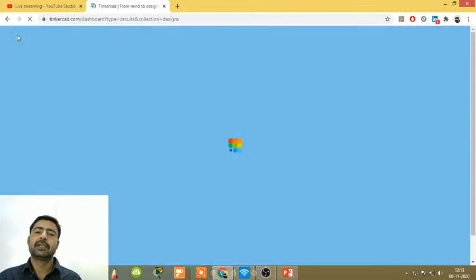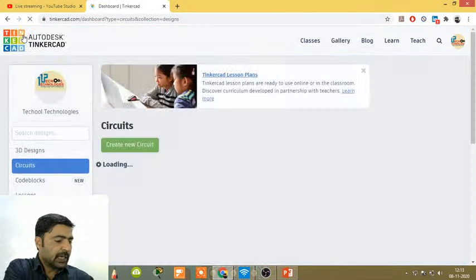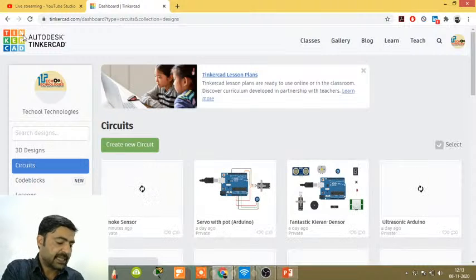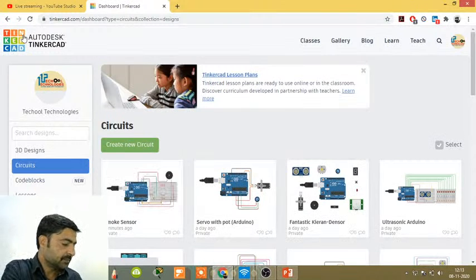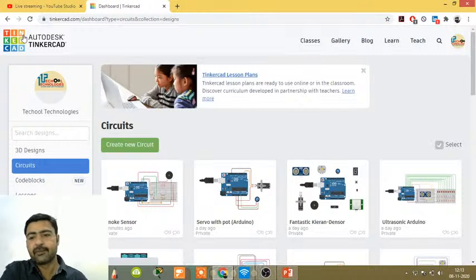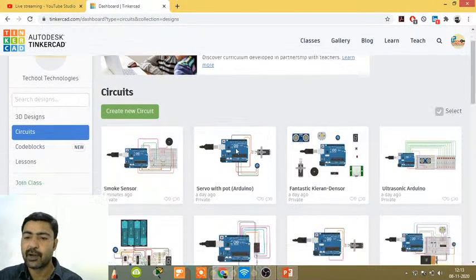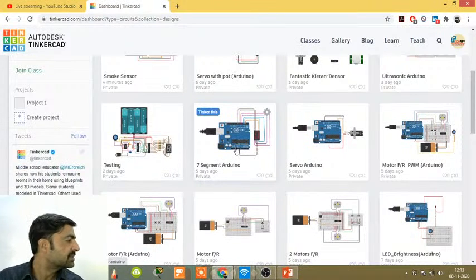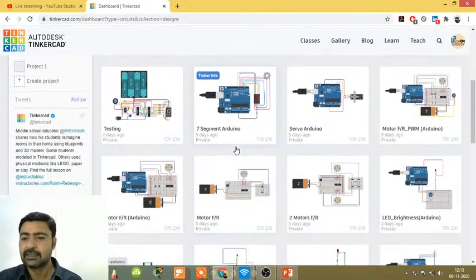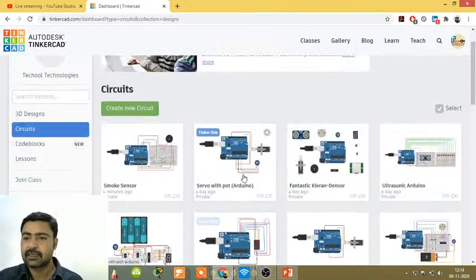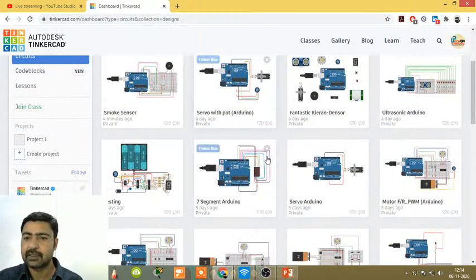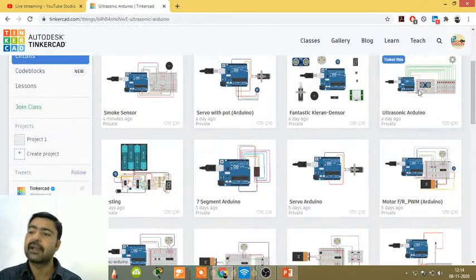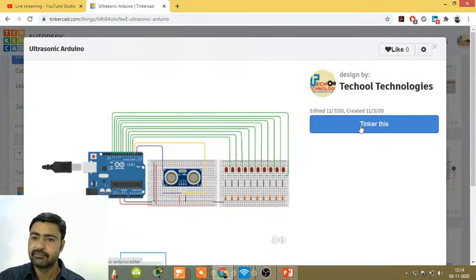Now, moving to our next interfacing example. Many a times we forget about the ultrasonic sensor. So our next project is based on the ultrasonic sensor.